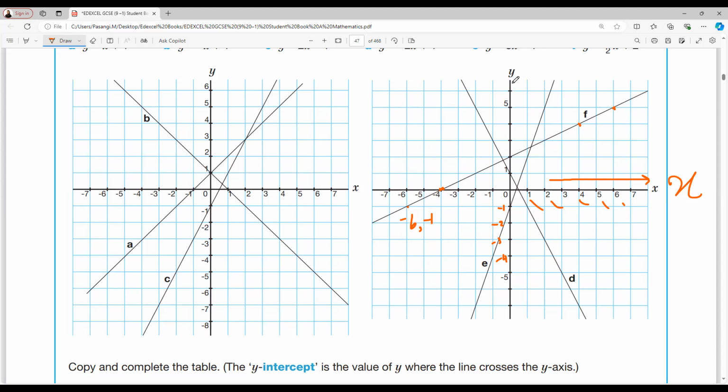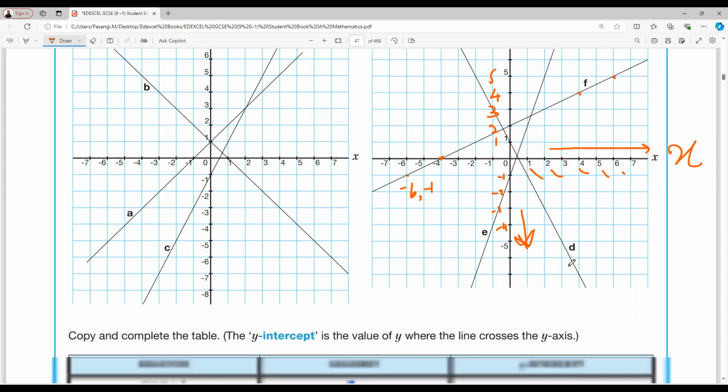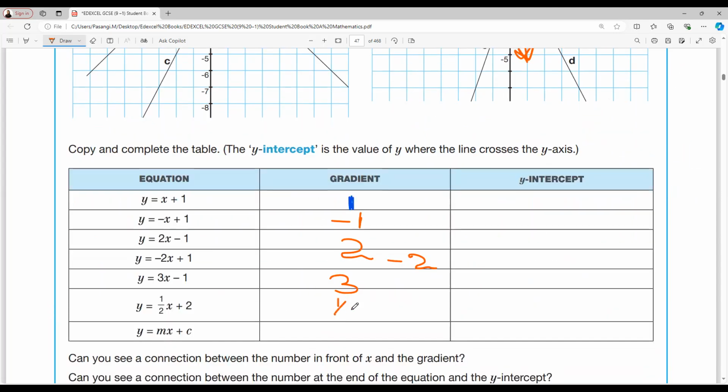For the y-axis, what will happen? Here we have all the positive numbers. So 1, 2, 3, 4. From 0 to top, it's getting increased. And from 0 downwards, it will be reducing. That means -1, -2, -3, -4. Now, so you got half here. 0.5 you received?